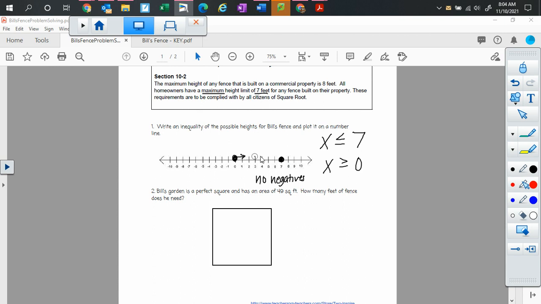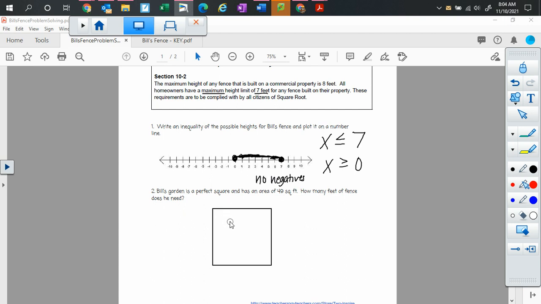The shading for this would go up to the right, but the shading for this would go down to the left. So because we're looking at a real world situation, we're going to actually just shade in between these two here because that's going to represent that our height has to be a positive number or 0 if there's no fence, and our fence can go up to being 7 feet tall.